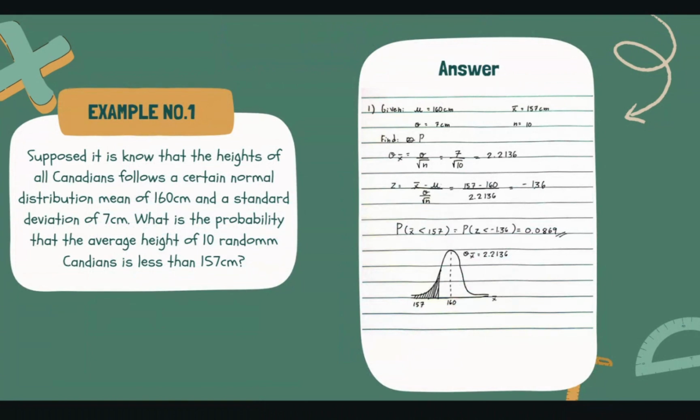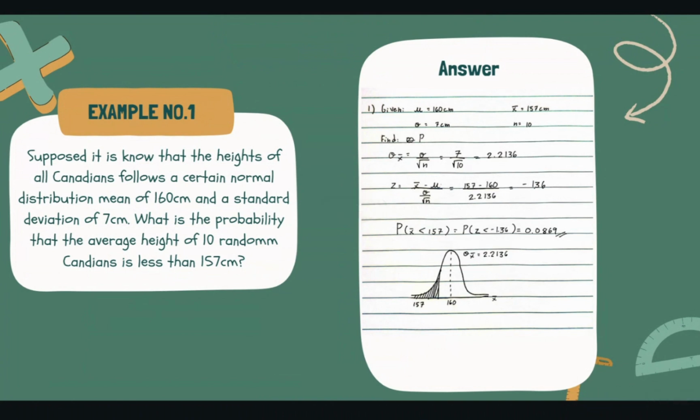So, example 1. Suppose it is known that the heights of all Canadians follow a certain normal distribution, with a mean of 160 centimeters and a standard deviation of 7 centimeters. What is the probability that the average height of 10 random Canadians is less than 150 centimeters? First we will write the givens. Our mean is 160 centimeters, the standard deviation is 7 centimeters, the x bar is 150 centimeters, and our sample size is 10.